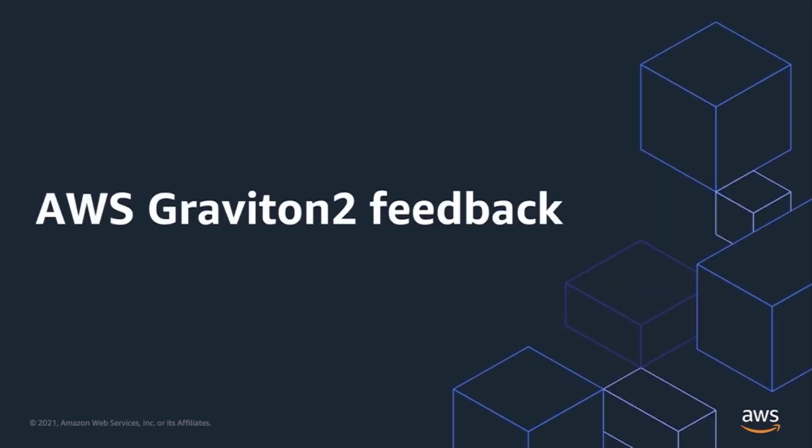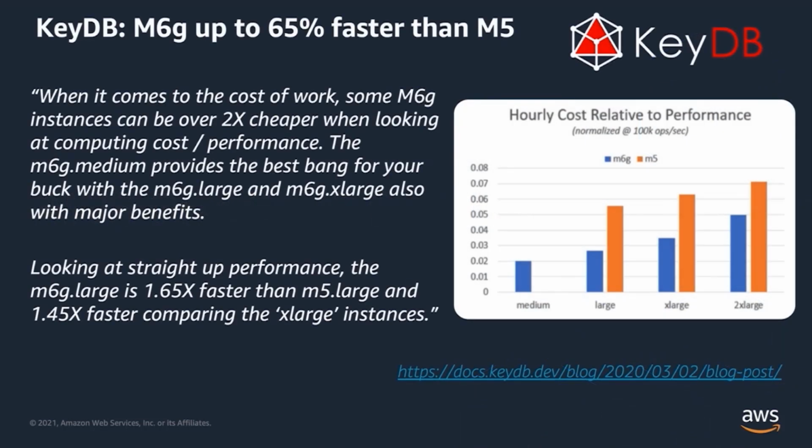So let's look at some feedback for Graviton2 use cases in the real world. KeyDB found the M6g instance to be over twice as cost effective when comparing price to performance. In regards to straight up performance, not including cost in this comparison, the M6g large is 65% faster than the M5 large for less cost.